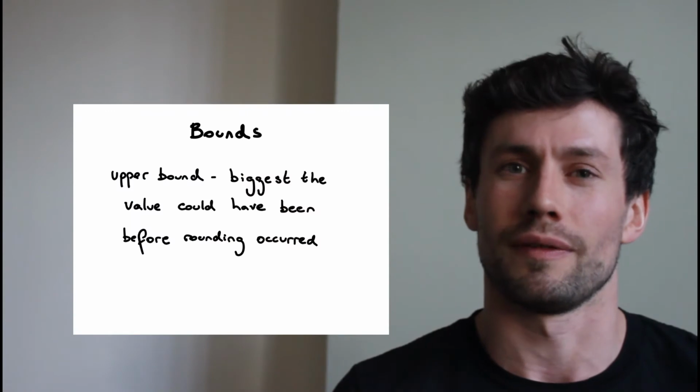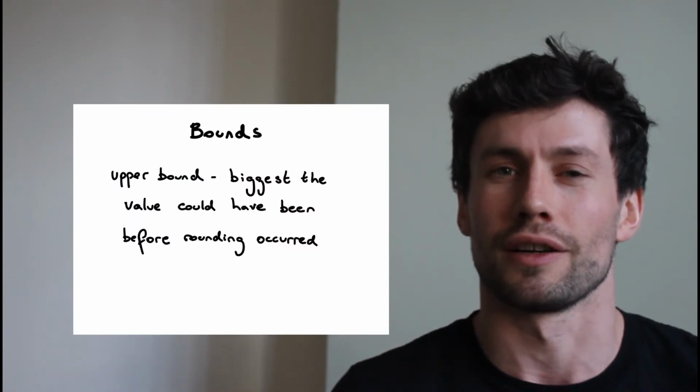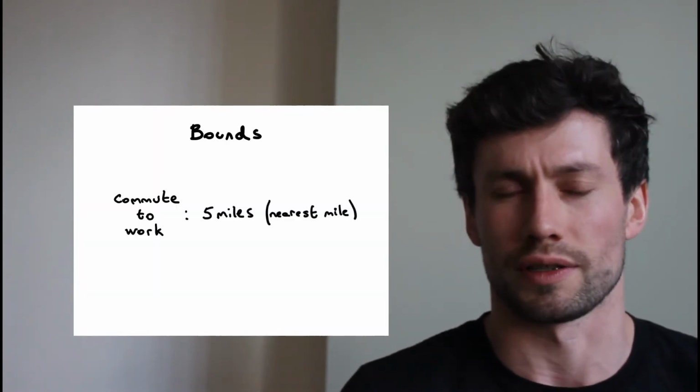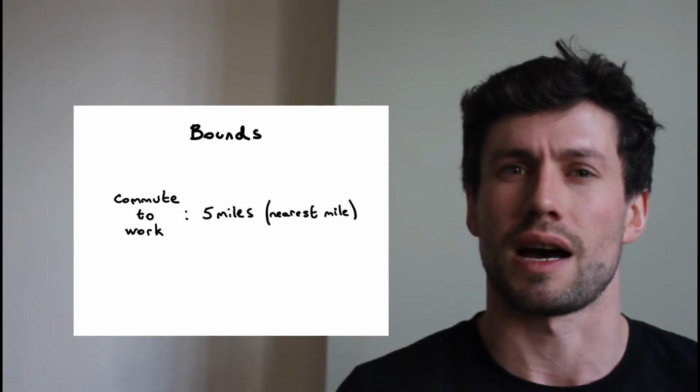When you're asked for the upper bound of a value, you will be told what the value you've been given has been rounded to. And what you're really being asked is, what the actual exact value of this figure could be? Let me give you an example. If I recorded the length of my commute to work to be 5 miles to the nearest mile, it would be the case that the upper bound of this value would be 5.5 miles. And the lower bound of this value would be 4.5 miles.